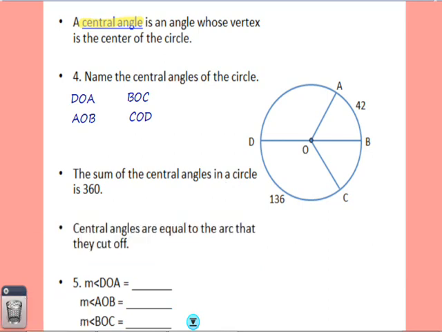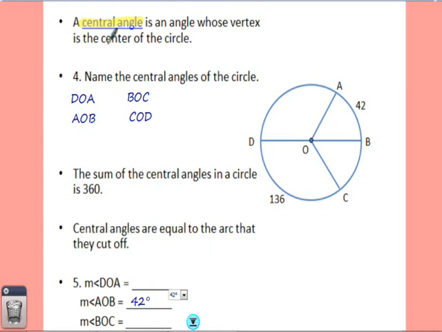Central angles are equal to the arc that they cut off. Okay, so when the vertex is on the center, when it's a central angle, the angle equals the arc. So if we take a look at this problem right here, we want to know DOA, AOB, and BOC. Well, AOB is probably the easiest. That arc is given to us. That arc is 42 degrees. So angle AOB is also 42 degrees.